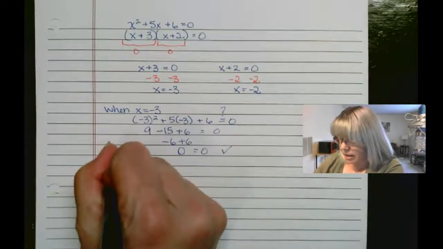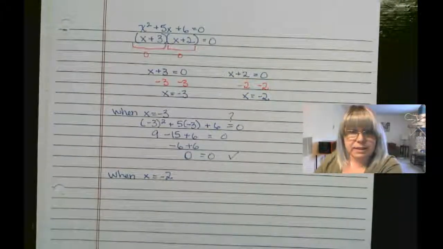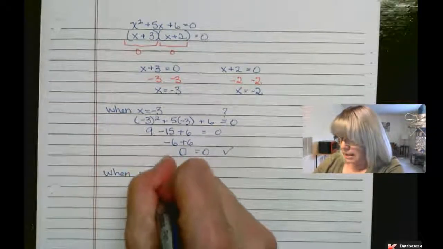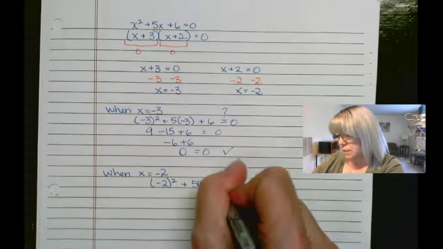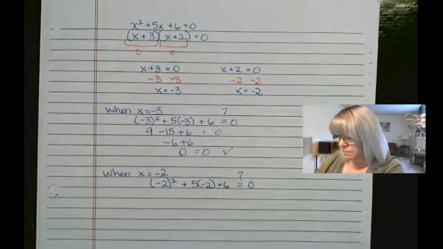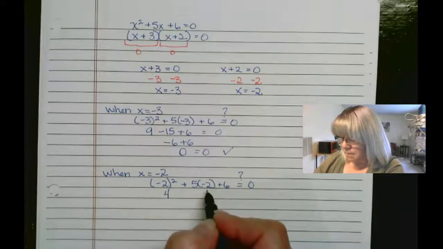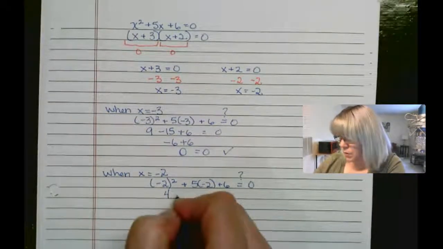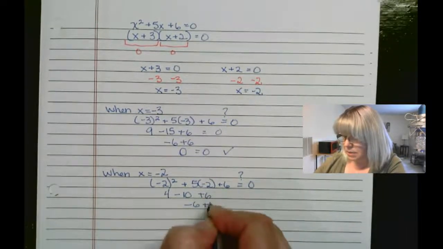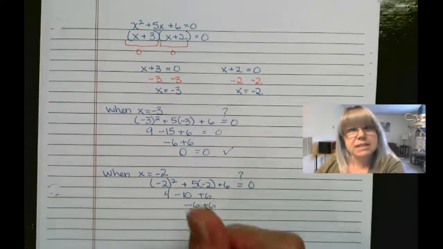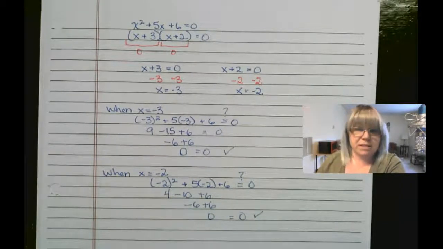So x equals negative 3 is one of my solutions. Now I just want to double check. When x is negative 2, let's see what happens. Well, negative 2 squared plus 5 times negative 2 plus 6, does that equal 0? Negative 2 squared is 4, and 5 times negative 2 is negative 10 plus 6. 4 minus 10 is negative 6 plus 6. And of course, negative 6 plus 6 is 0. And 0 equals 0. Therefore, both of my solutions work.